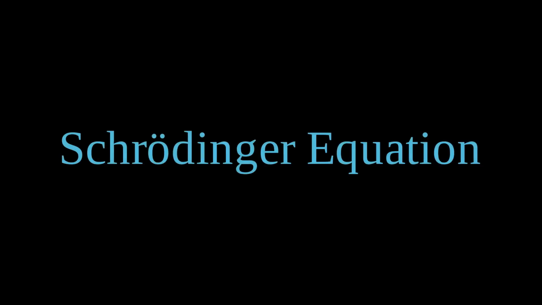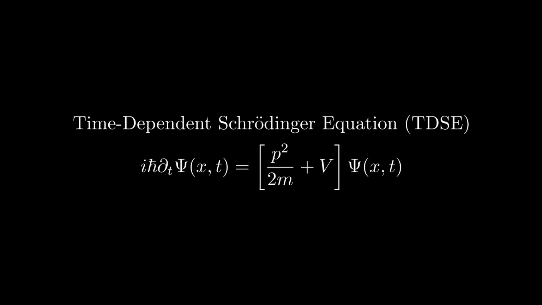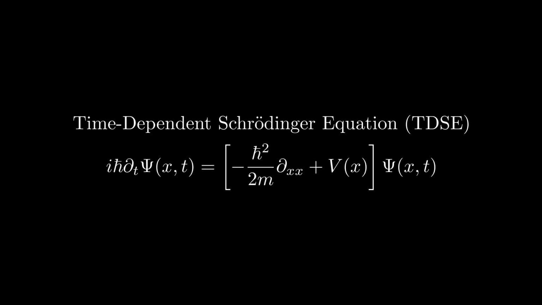Okay, so we've defined the Hamiltonian as this operator representing the total energy of the system. But what can we actually use it for? Well, this is where Schrödinger's equation comes in. In particular, the time-dependent Schrödinger equation, or TDSE, states that we can relate the time evolution of a given quantum state to the Hamiltonian as follows. I will just write this in the position basis as follows, since this is the basis we will be using most of the time going forward.